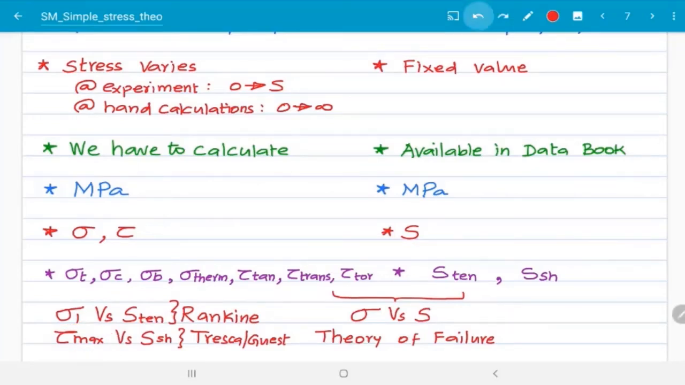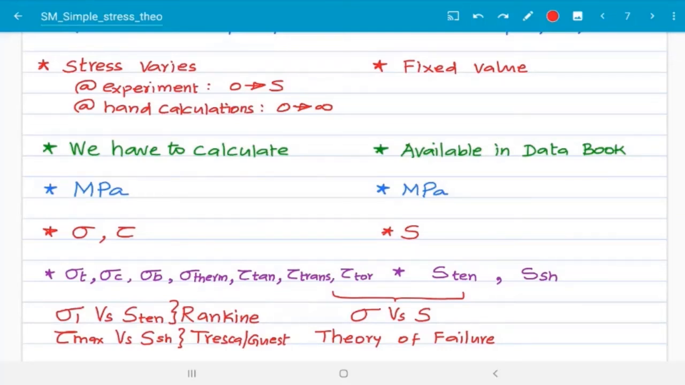So we are giving advanced information only. We will discuss in detail later. Rankine theory is suitable for brittle materials. Tresca theory is suitable for ductile materials. Keep this point in mind.